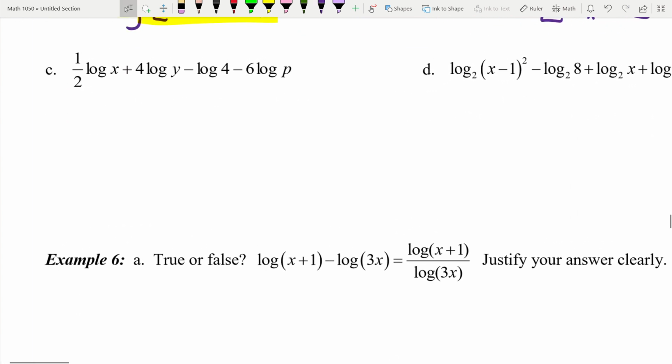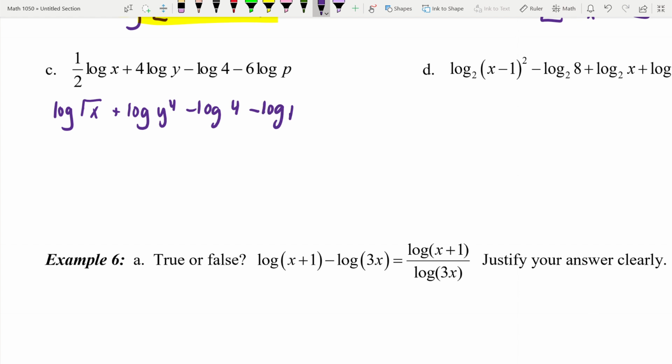Okay, question C. Exponents. So we're going to go the log of, now I'm not going to write x to the 1/2. What am I going to write? Square root of x. Let's go right to that. Then go plus the log of y to the 4th minus the log of 4 minus the log of p to the 6th. I'm ready.